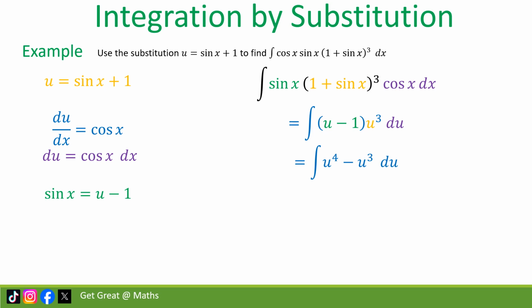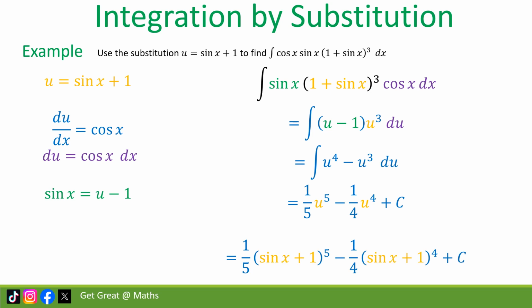Now I need to integrate each term separately, add 1 to the power, divide by the new power, so I get u to the 5 over 5, take away u to the power 4 over 4, plus your c. Now, if you had limits at this stage here, you would then substitute your limits in. So you would have changed your limits earlier and then substitute the limits in at this stage here in terms of u. Because we don't have limits in this question, I need to convert my answer back in terms of x. And we know u is the same as sine x plus 1. So that is going to be 1/5 of (sine x plus 1) all to the power of 5, take away 1/4 (sine x plus 1) to the power of 4 plus c.